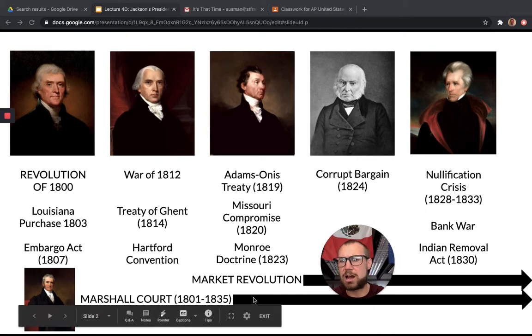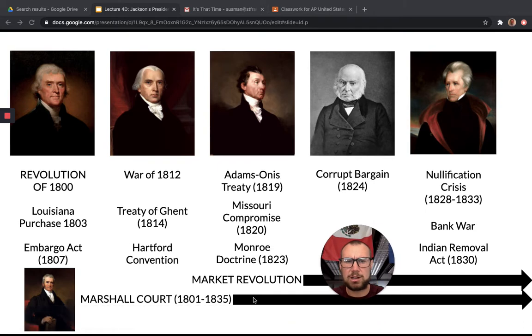If we look at our timeline for this unit, we're talking about John Quincy Adams in the corrupt bargain of 1824. This allows Jackson to stir up this popular movement of white male suffrage and get the voters behind him for the election of 1828. When he comes into office, he'll have basically three big issues: the Nullification Crisis, the Bank War, and the Indian Removal Act, and also what he does with his presidential power for the common man.